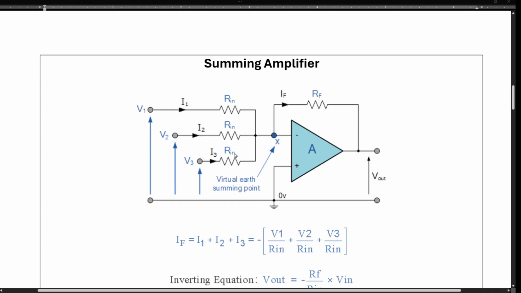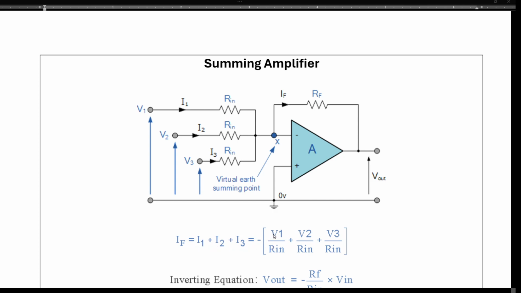Because we're going by the currents, the feedback current, this one here, equals this current plus that current plus that current, which equals, well, current equals voltage over resistance, Ohm's law. So this here is just taken apart a little further.